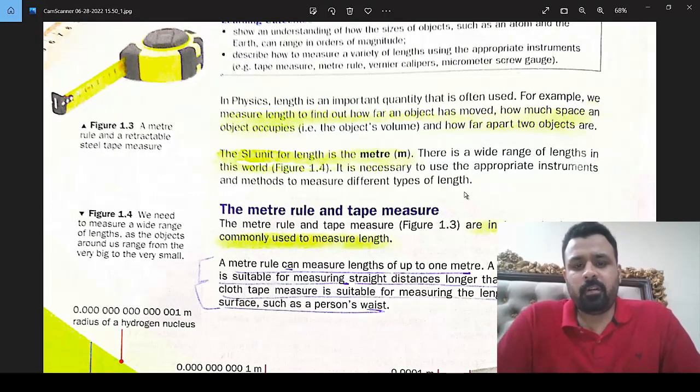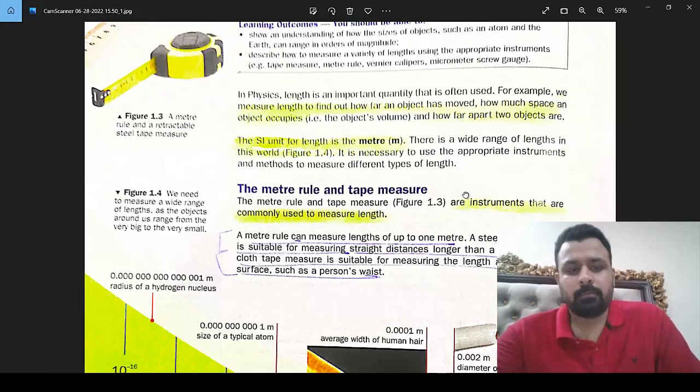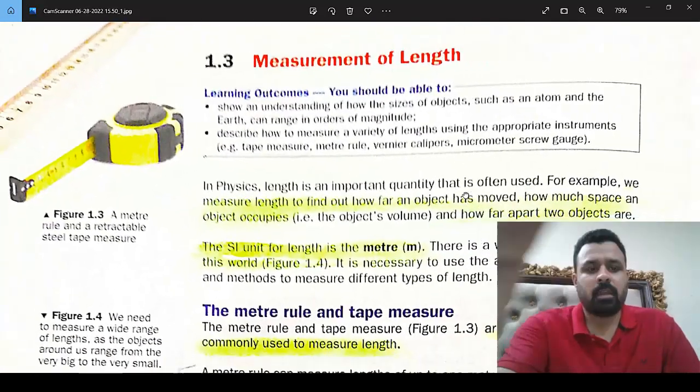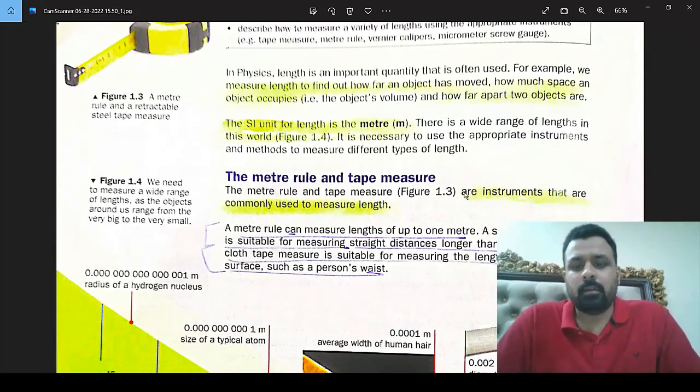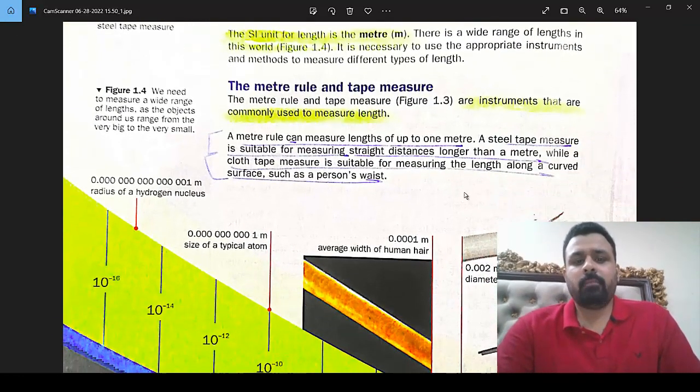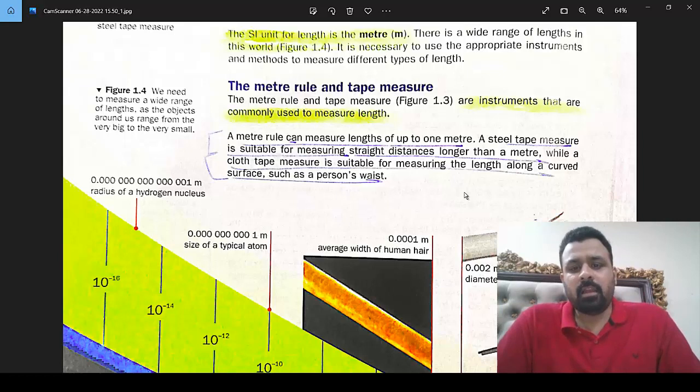So we use different instruments or different scales through which we can measure length. It depends upon its precision or the limitation of the instrument through which we are measuring. As we know, the meter rule and tape measure are different instruments, as you can see here. These instruments are mostly used for the measurement of length. Now, a meter rule can measure the length up to 1 meter, and a steel tape can measure the length up to several meters. Mostly, we can say it can measure up to 100 meters of length.